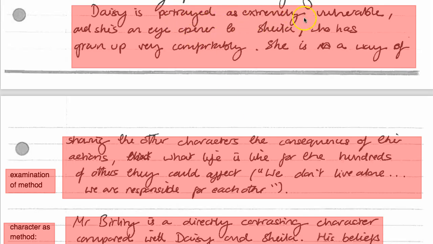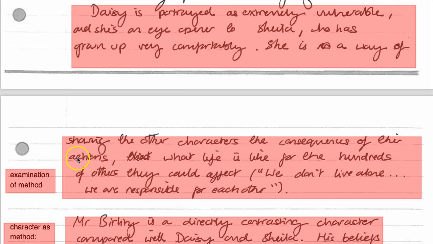Daisy is portrayed as extremely vulnerable, and she's an eye-opener to Sheila. Again, very informal language, which will prejudice the examiner, who has grown up very comfortably. She is a way of showing the other characters the consequences of their actions.